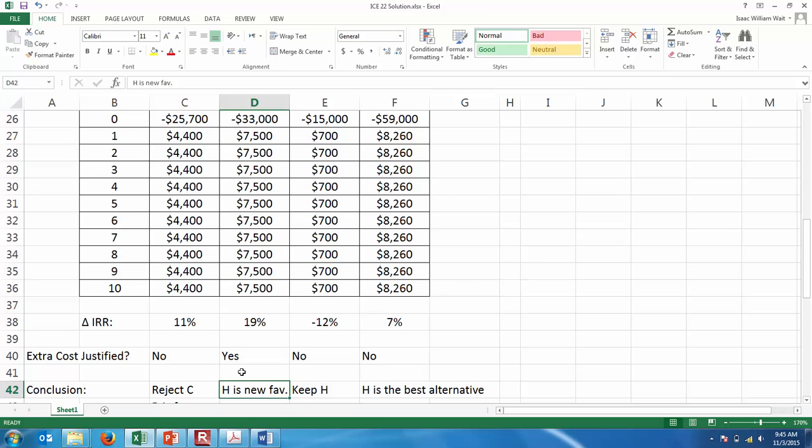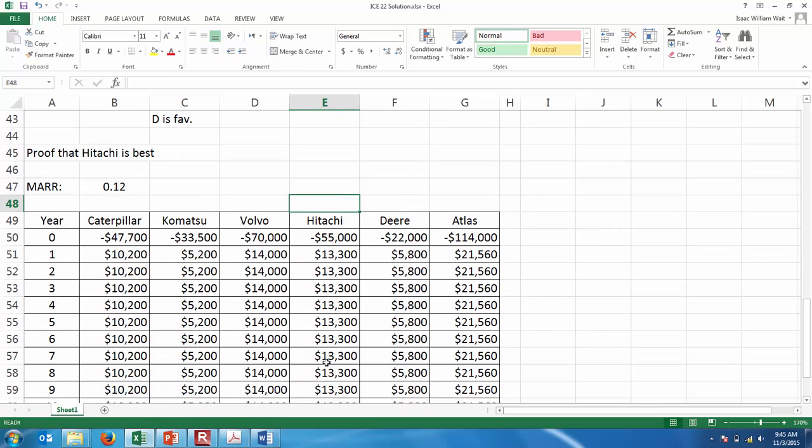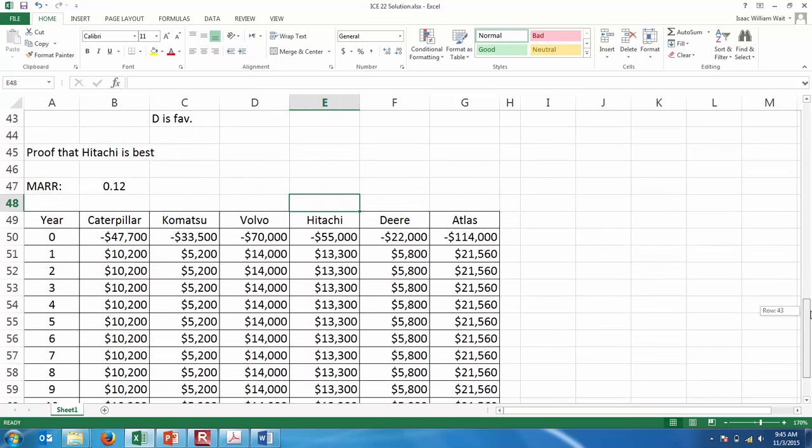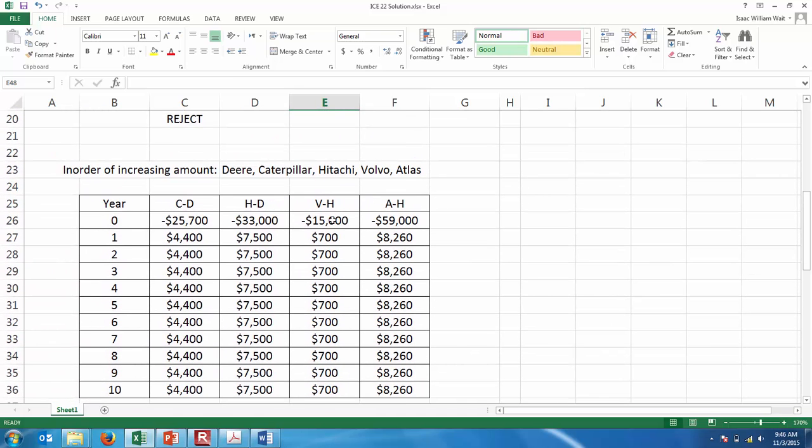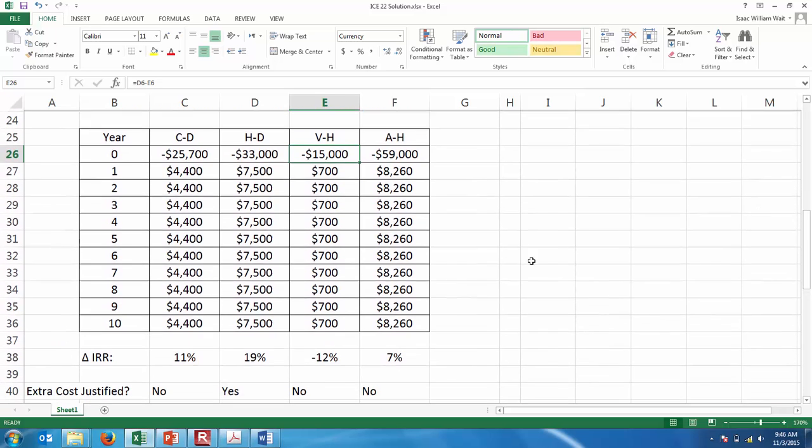So our best option so far is Hitachi. What's the second best option? Deere. Right. So Deere was the last thing we said yes to before we switched to Hitachi. All right, so let's take a look at, oops, I jumped. All right, let's take a look at Volvo minus Hitachi, Volvo versus Hitachi. So the added cost versus the added revenue.